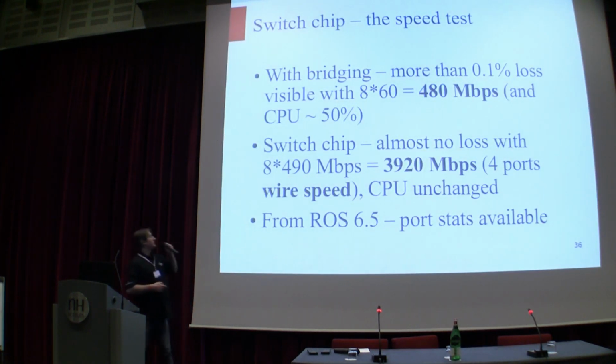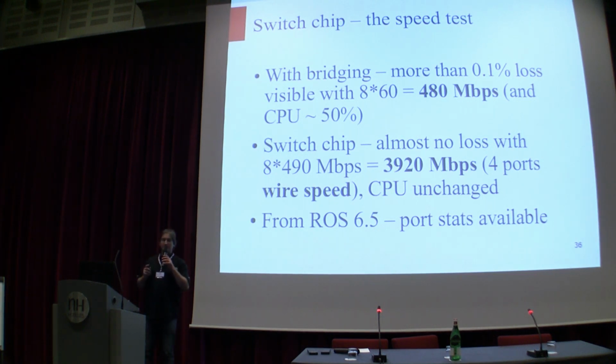Okay, so if we compared it, later I had 0.1% of packet loss with total traffic of 480 megabits per second. It was 120 megabits per second on each Ethernet port. 120 megabits up and 120 megabits down on each port. Now I have almost 1 gigabit up, 1 gigabit down. The total traffic is almost 4 gigabits per second. And the CPU is not bothered with the traffic.